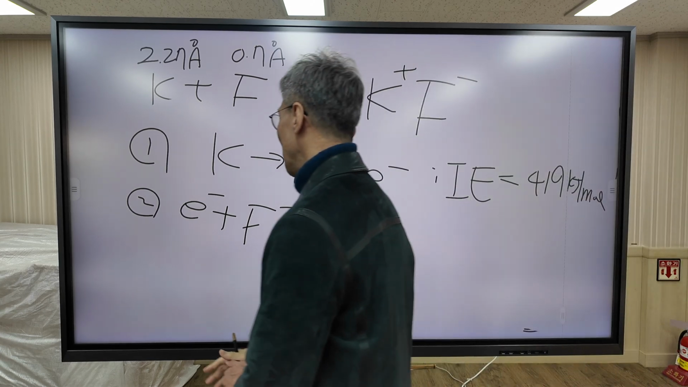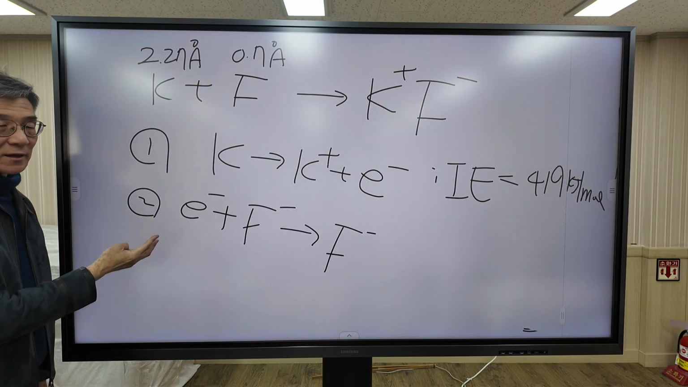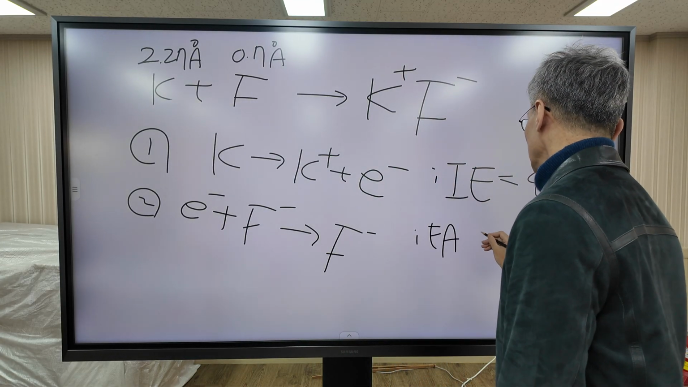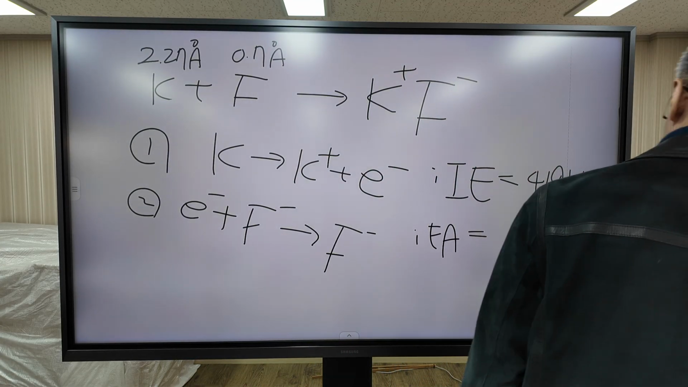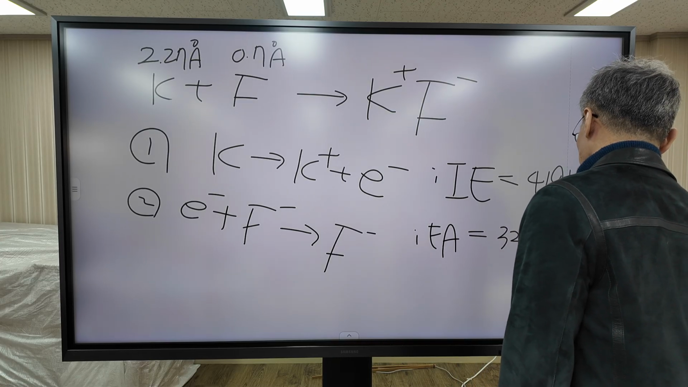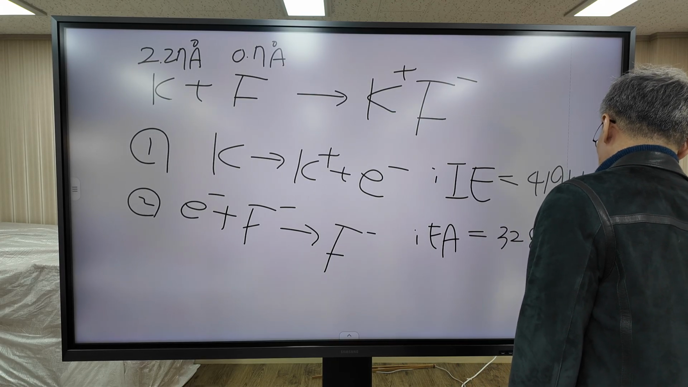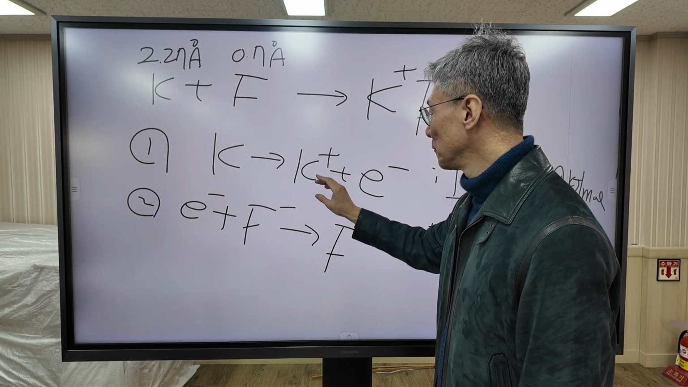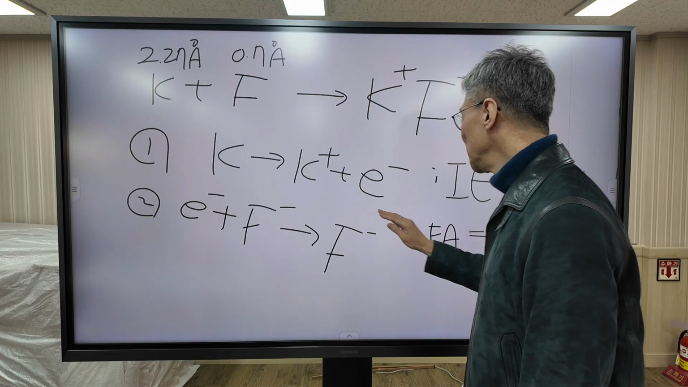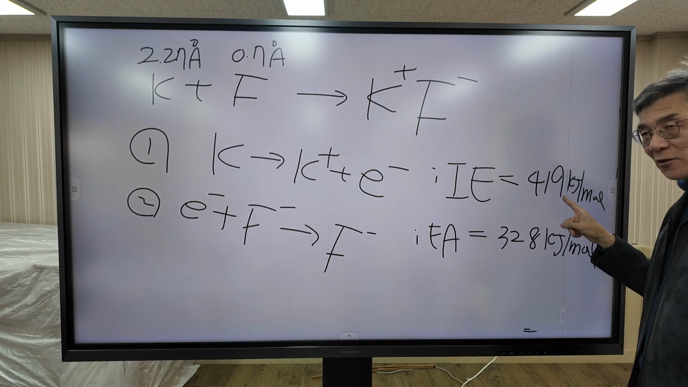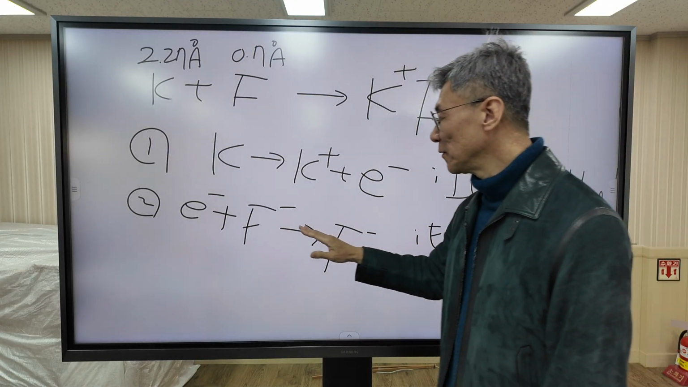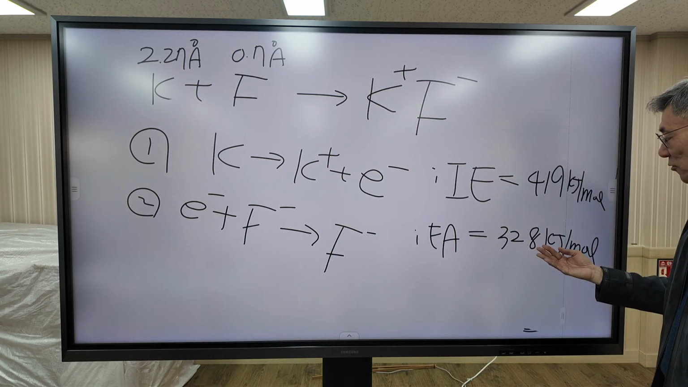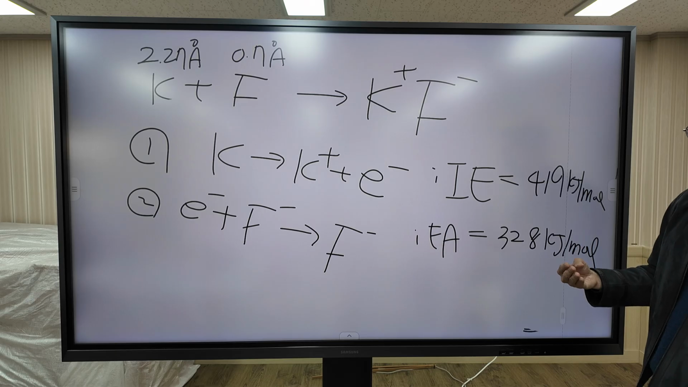And for the second step, how much energy is released? That's the electron affinity, which is equal to 328 kJ/mol. So for the formation of the potassium cation, we need to input 419 kJ/mol. For the formation of the fluorine anion, 328 kJ/mol of energy is released.